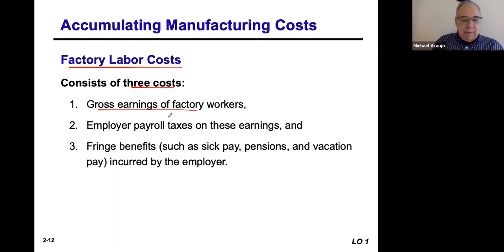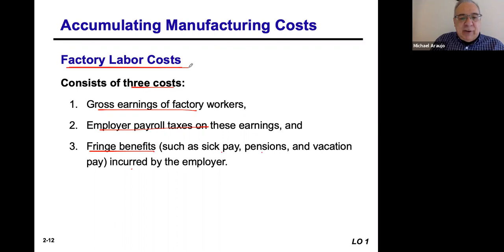So that's one. The employer payroll tax that they have to pay on those earnings. Remember, whatever you see coming out of your check for Social Security and Medicare, your FICA tax, in other words, your employer is paying that as well, separately. So it's a double pay on your behalf. So those are employer payroll taxes on those earnings. And any fringe benefits like sick pay, pensions, vacation, whatever, that the employer needs to pay for.